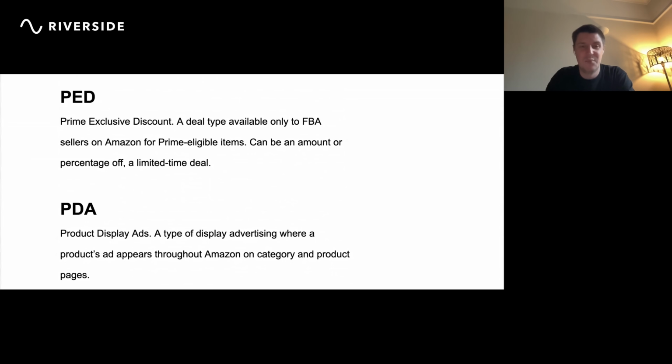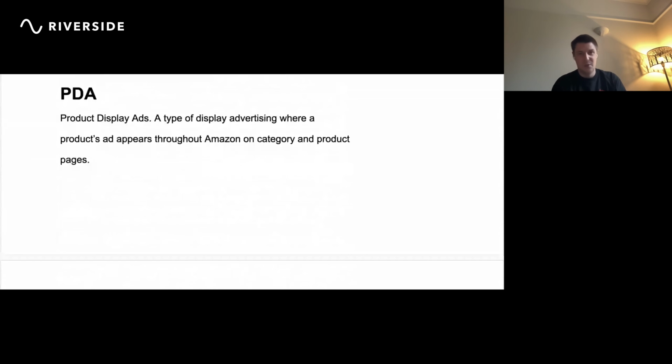PED, so these are prime exclusive discounts. This is a deal type only available to FBA sellers and only purchasable via Prime subscribers. The deals are only visible to those Prime subscribers as well, so it can be a percentage off or it could be a limited time deal. It's kind of up to you, but these are a way that you can encourage those Prime subscribers to purchase your products.